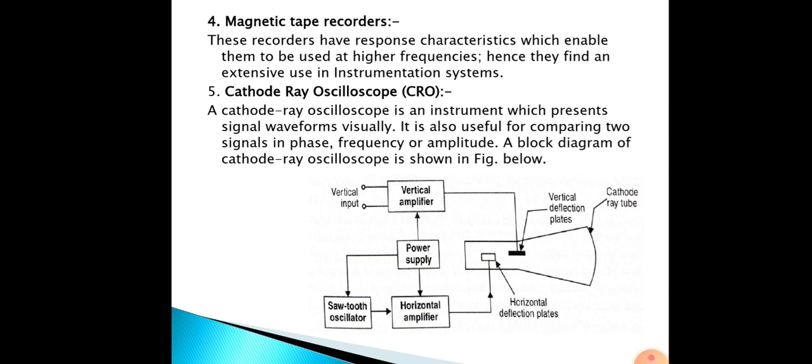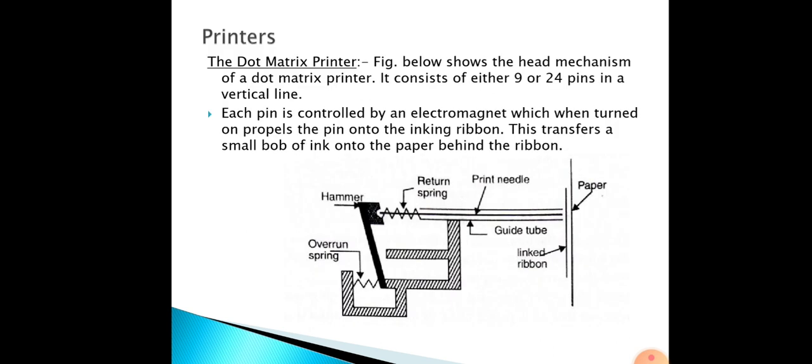Okay, the next one, the dot matrix printer, that we will be seeing. The dot matrix printer has a head mechanism which consists of either 9 or 24 pins in a vertical line. Each pin is controlled by an electromagnet, which when turned on propels the pin onto the inking ribbon. This transfers a small blob of ink onto the paper behind the ribbon.